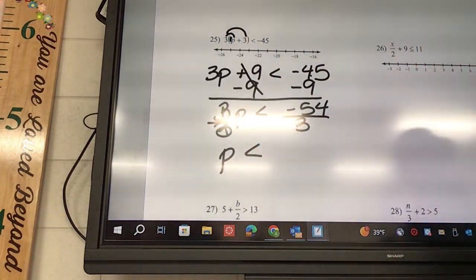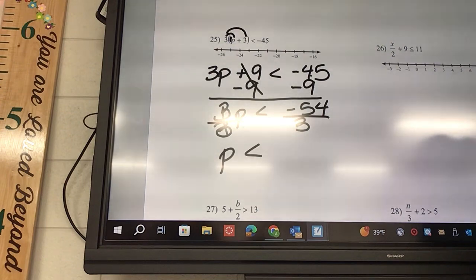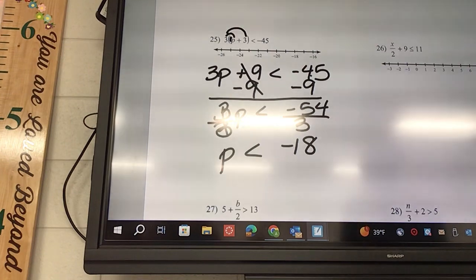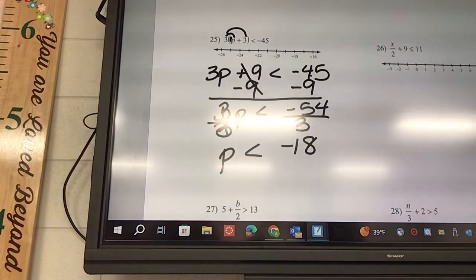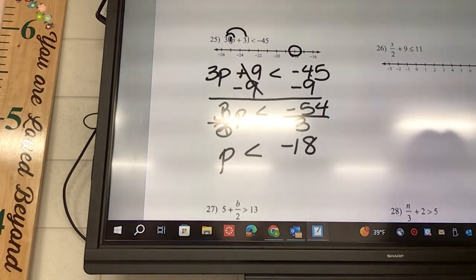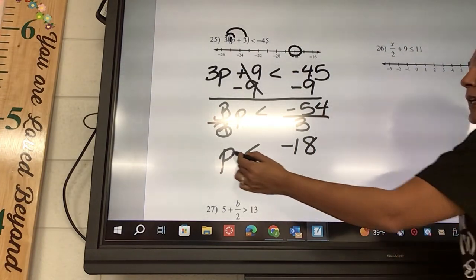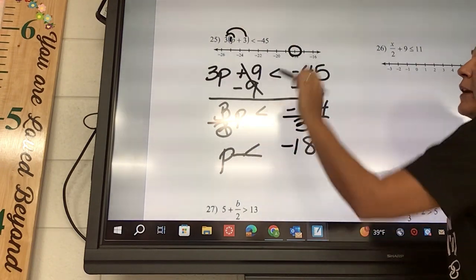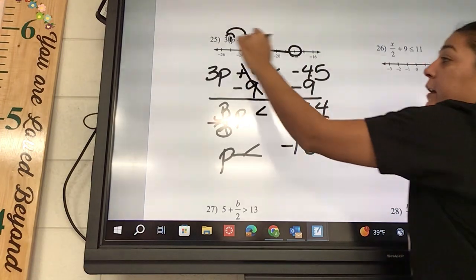Okay, what is negative 54 divided by 3? Negative 18. Okay, and again, we divided by a positive 3, so we don't need to change our sign. Okay, even though the 54 is negative, even though the 18 is negative, we divided by positive 3. Okay, so on the 18, is that going to be open or closed? Open. Okay, and then we're saying P is what? Which part of the mouth am I going to touch first? Smaller. So am I going to go negatives or positives? Negatives.